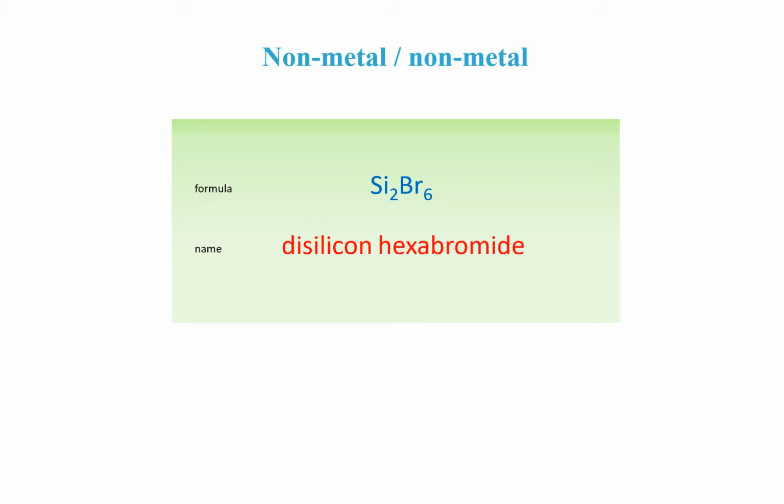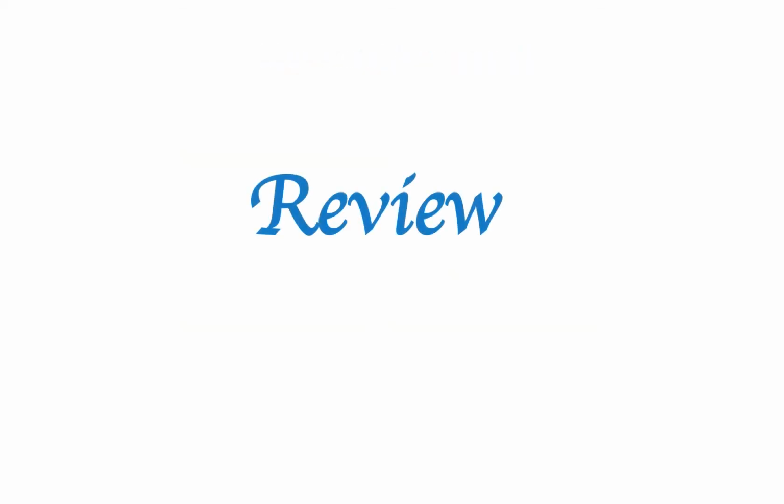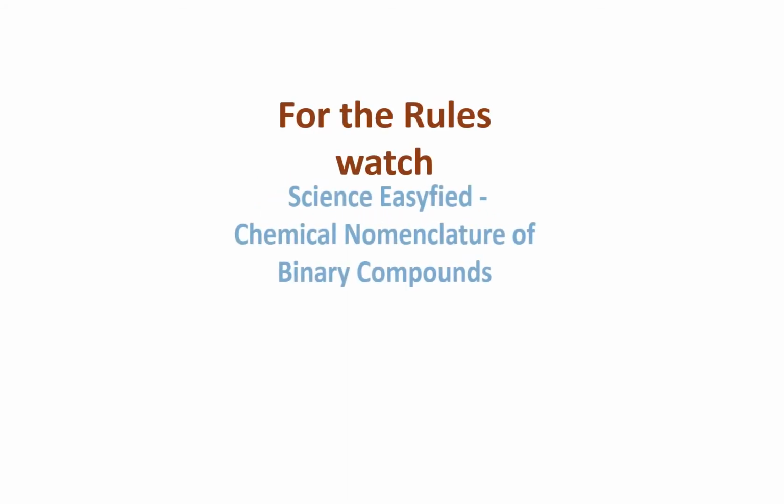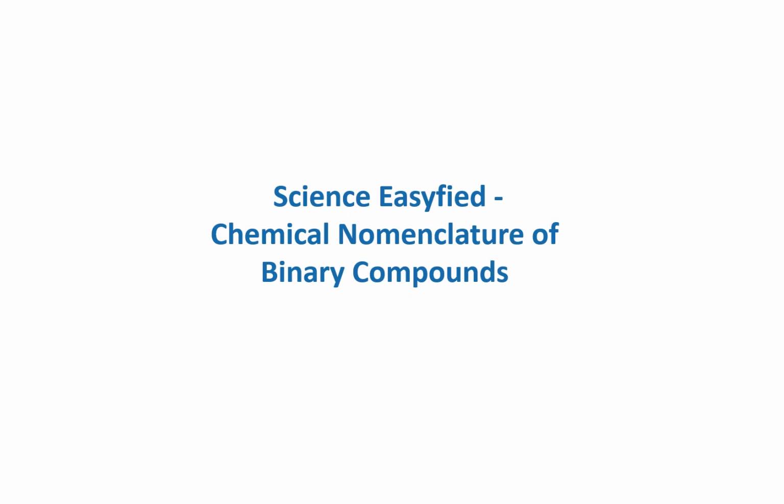Easy enough, isn't it? But only if you know your rules and your Greek prefixes. If you need a review of the rules for naming non-metal compounds, watch my previous video, Science Easyfied, Chemical Nomenclature of Binary Compounds. And if you need a review of the Greek prefixes you are most likely to encounter, memorize the following.